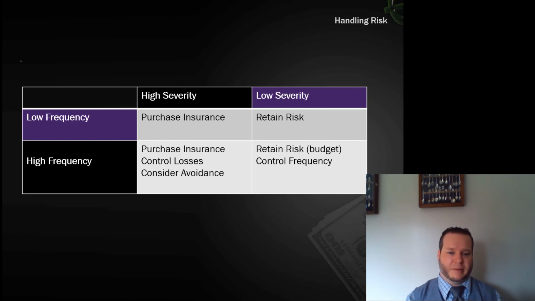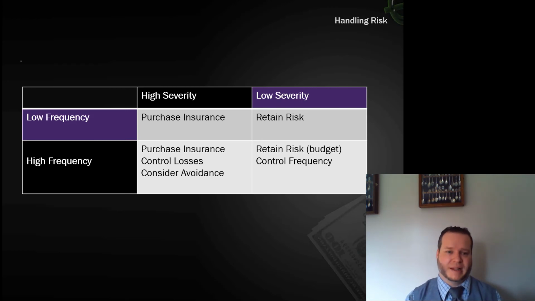If it's low severity but high frequency, it happens a lot, but it doesn't cost you very much. Couple of options in that case. You could just retain it, just budget for it. You say, you know what, it's going to happen, and I'm just working it into my budget. I'm just going to plan on it every month. I'm going to set aside X number of dollars to pay for it. Or you can try to control the frequency, do something to reduce how likely it is to happen. That's not always an option. It depends on what the risk is, but if it's available, it can be helpful.